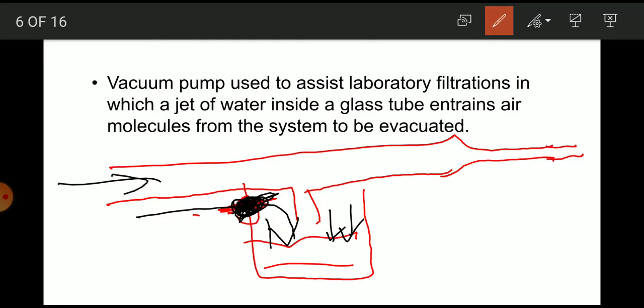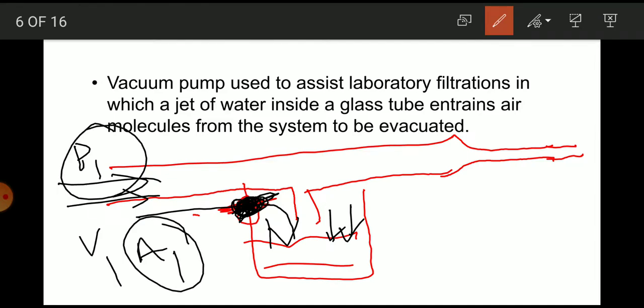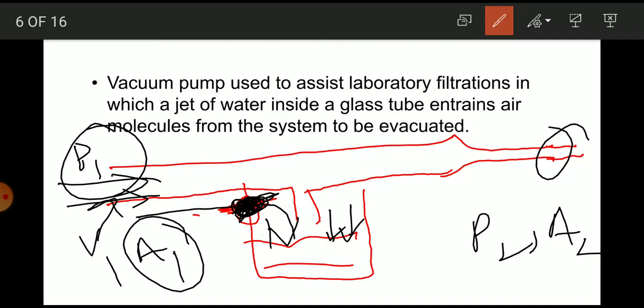Here air is entering, but at this point pressure is P1, velocity is V1, area is A1. Here area is greater, pressure is greater. Here pressure is less, area is lesser. But here the velocity will be lesser, and at the other end the velocity will be greater. So where area is less, velocity is greater.